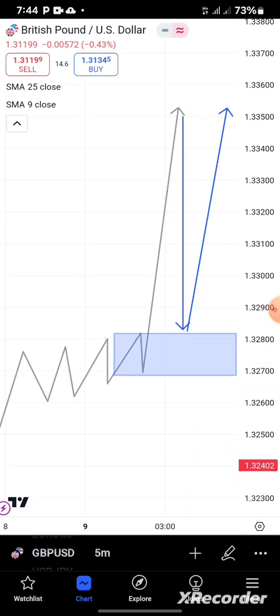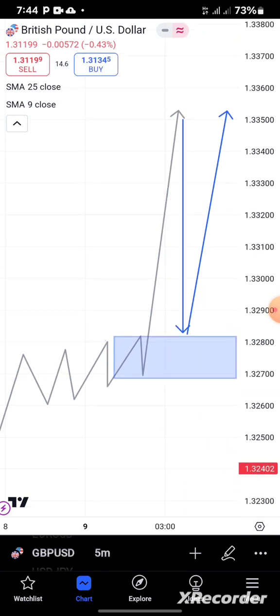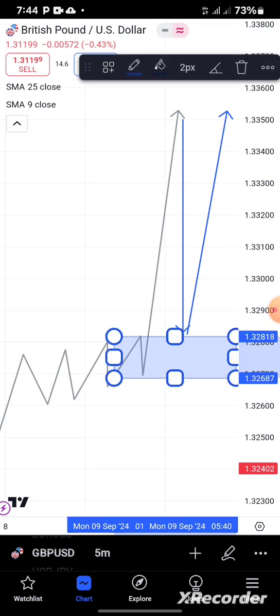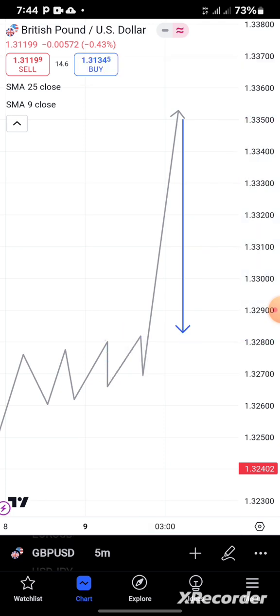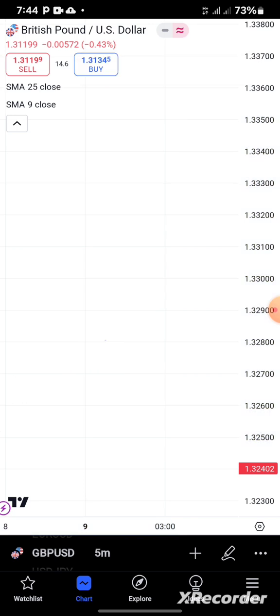I see, guys. That is the difference between supply and demand, and support and resistance. So never confuse the two. It will be confusing, two strategies at the same time.